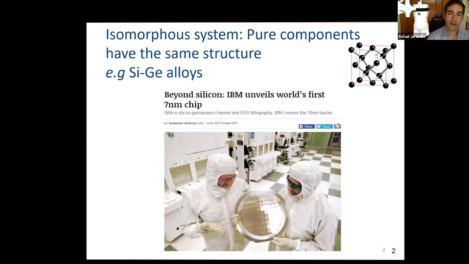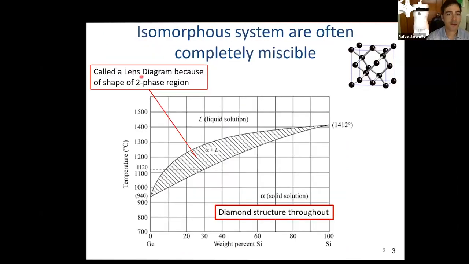Silicon germanium alloys have a pretty important role in microprocessors. And let's see what the phase diagram looks like. So this is a phase diagram of silicon germanium. So now what do we see?